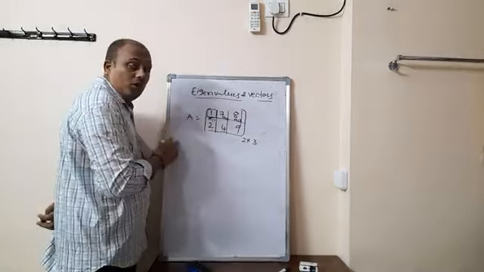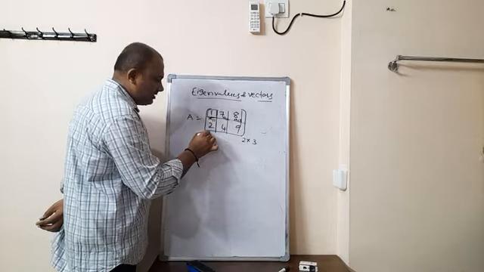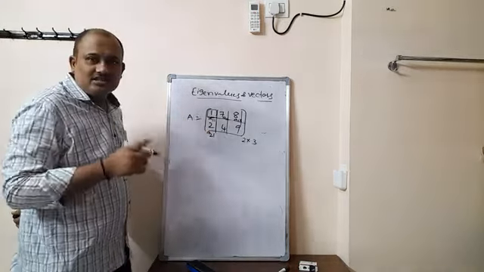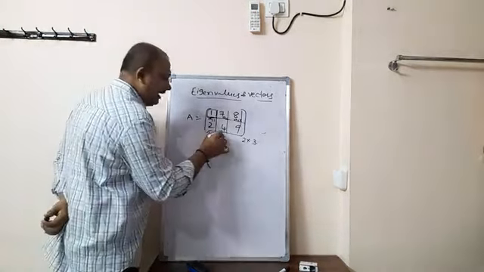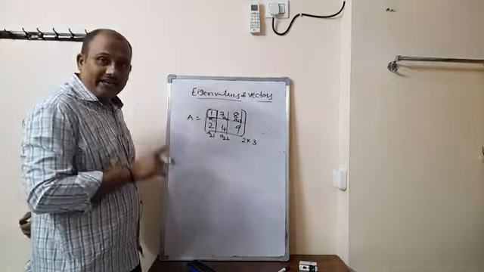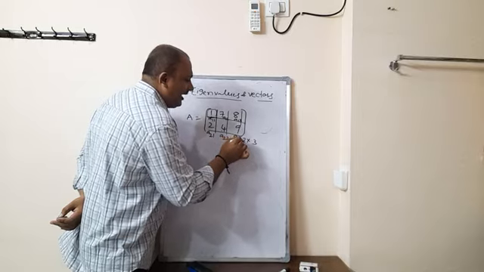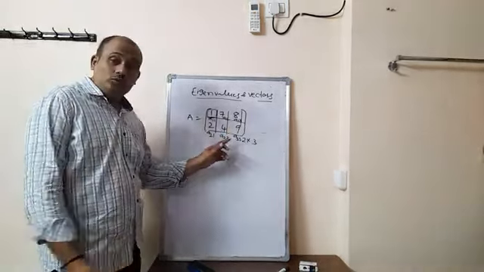And this is a 2. Which row? Second row. Which column? First column. That is A21. And 4 is represented as A22: second row, second column. And 9 is represented as A23: second row, third column.